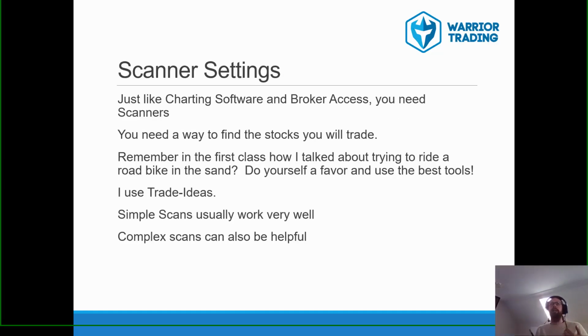Just like charting software, just like your broker access, you need scanners. You need a way to find stocks. And fortunately, you guys are all in the day trading chat room, so you're able to see my scanners on screen share.